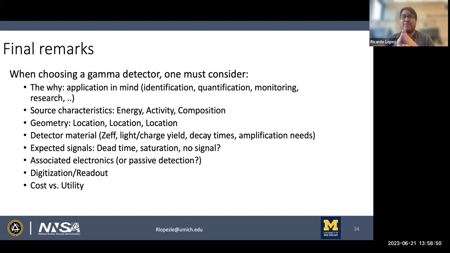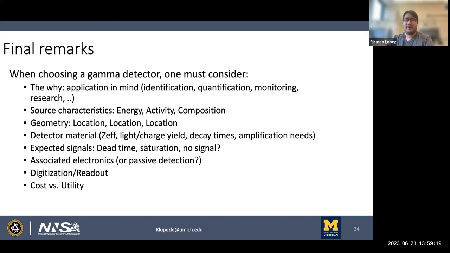The geometry is super, super important. The location of the source ends up ultimately deciding a lot, especially in terms of how much count you're actually getting for a particular measurement. And of course, the detector material itself will end up having a significant factor in terms of what kind of decay times do you need to deal with? How fast a response do you need? How good of an efficiency do you need, et cetera, et cetera.